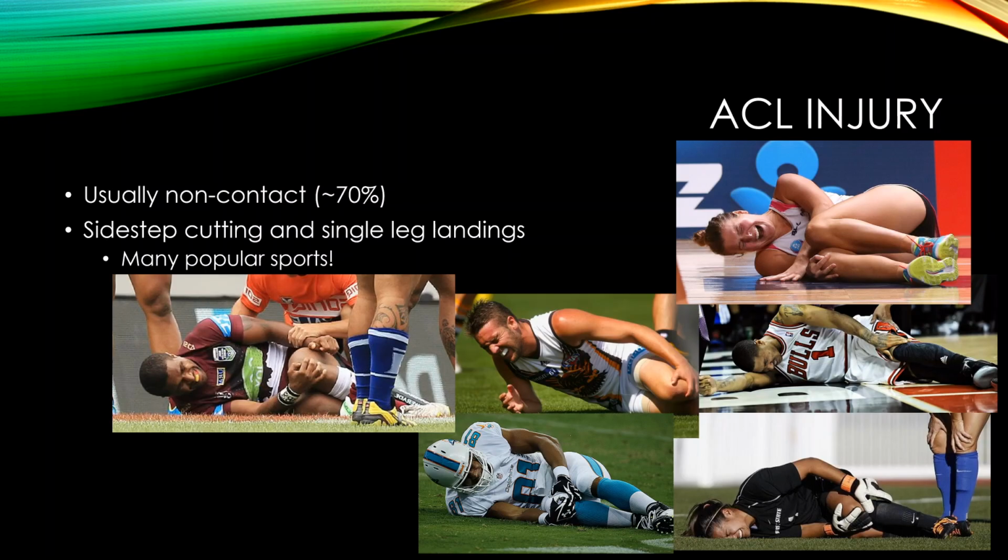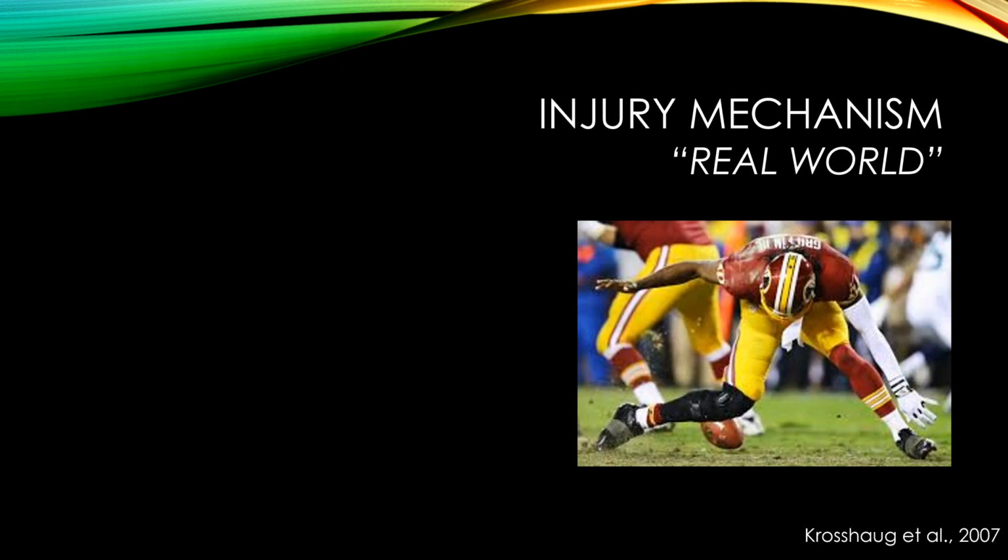Now, one thing to recognize is that obviously the majority of the time when people perform sidestep cuts and single leg landings, they don't tear their ACL. So to understand the mechanism of injury, we need to recognize what happens when the ACL gets torn compared to all the times that we sidestep cut and land without tearing our ACL. So the way I'm going to break into this is to first focus on some real world evidence. And this real world evidence is actually published in the scientific literature.